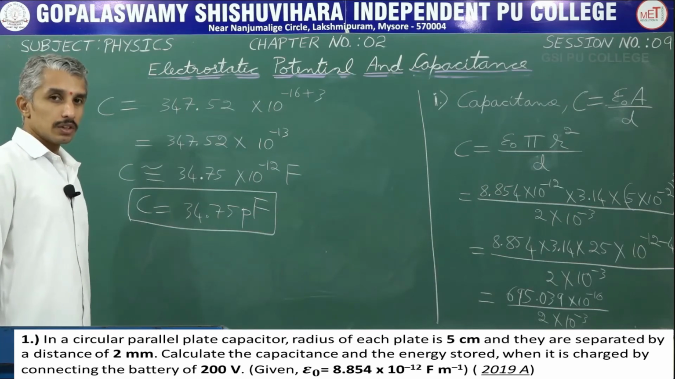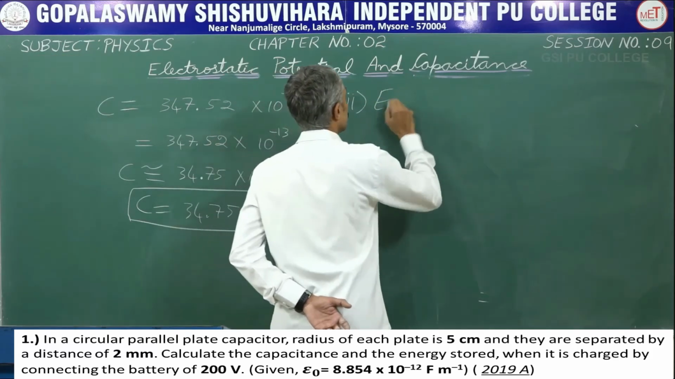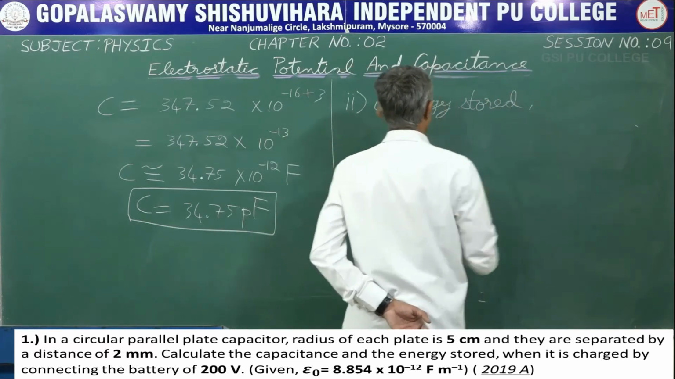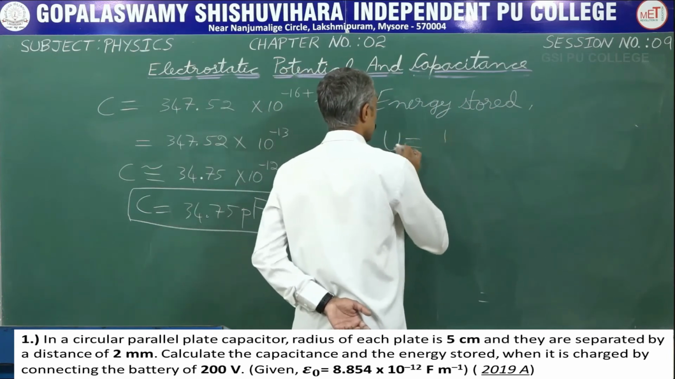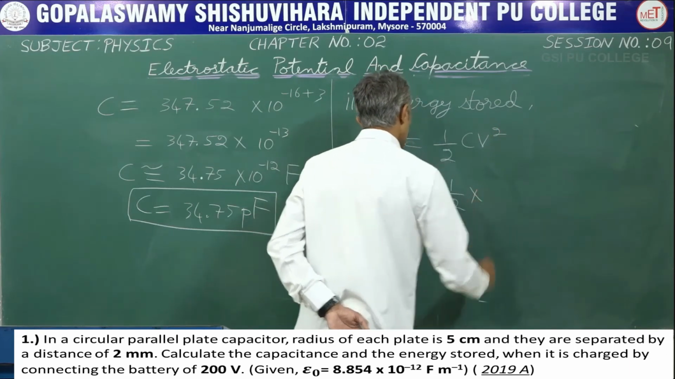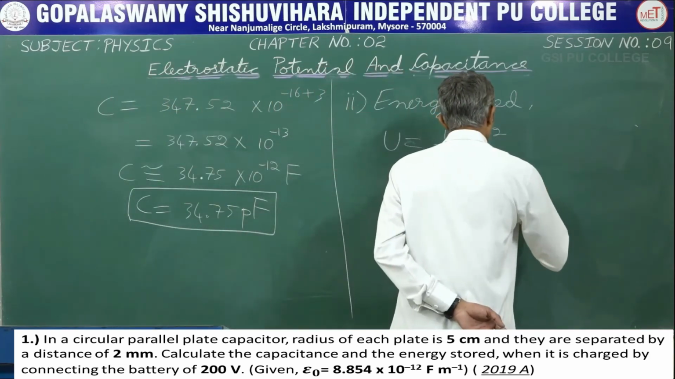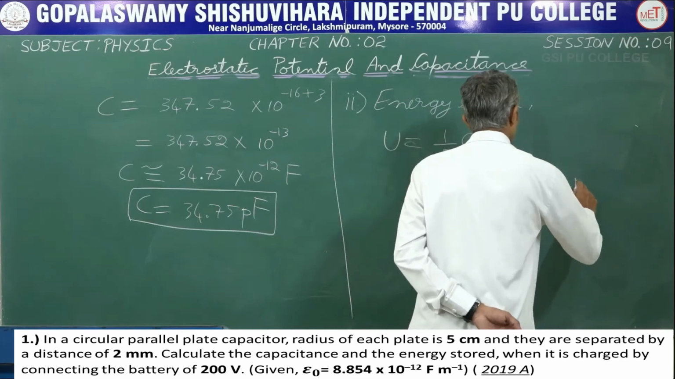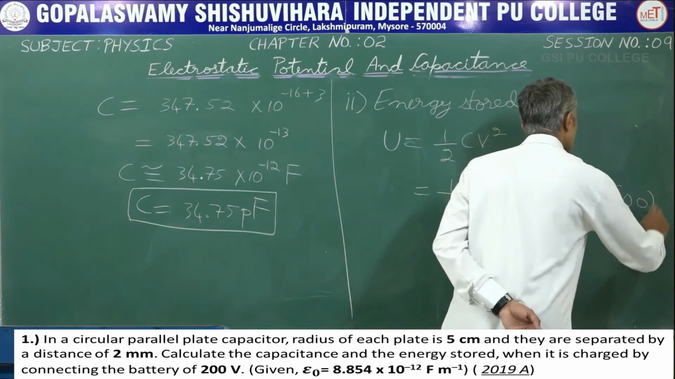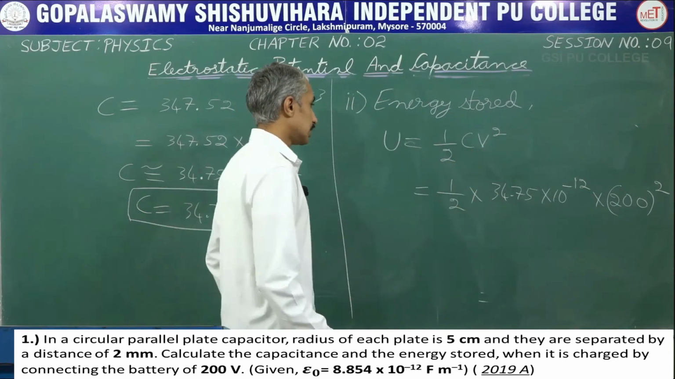Now we are left with finding the energy stored in the capacitor. So the second part, energy stored in the capacitor is going to be half CV square, half into the capacitance, which is 34.75 picofarad, which is 10 to power minus 12, into the voltage 200 square. The potential difference across the capacitance was 200.